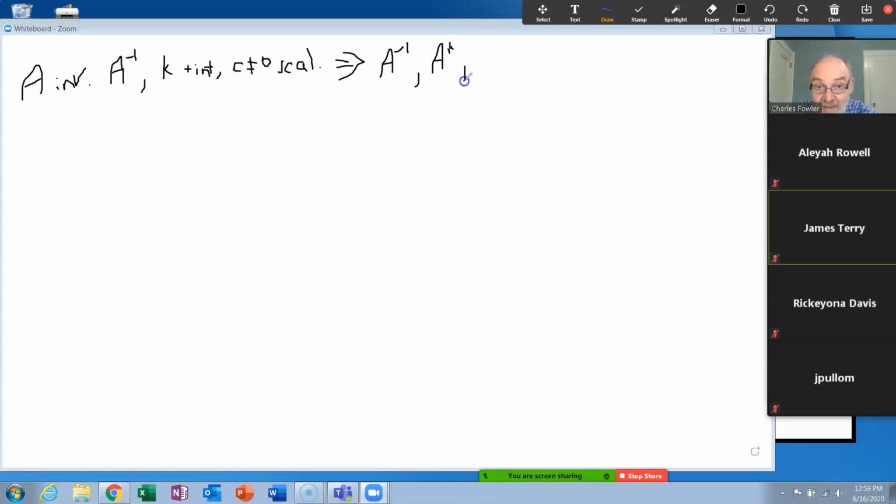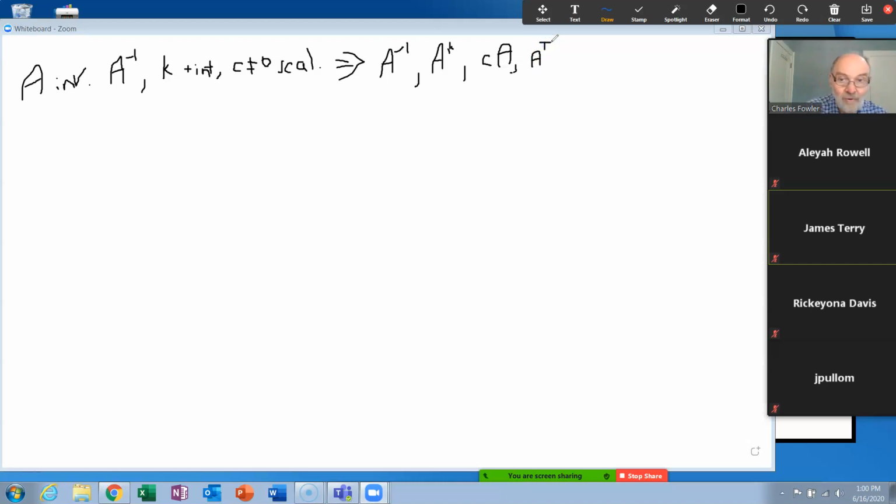Okay, CA, that's some scalar multiple times A, and A transpose. Okay, that's supposed to be a capital T. I can't get the pen to write right. So let me see if I can erase just that part without destroying everything else. There we go. Try it again. Now, there we got it.